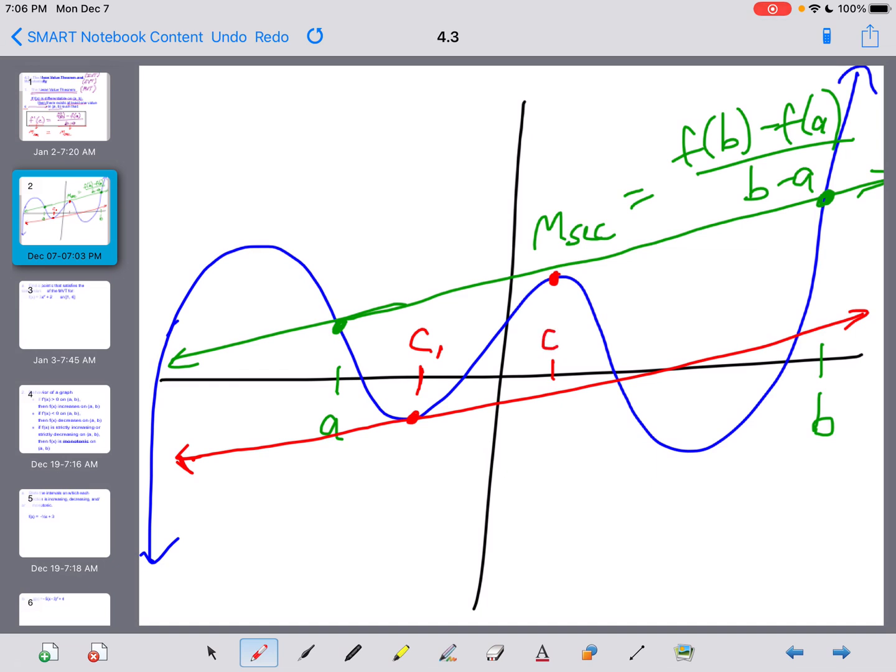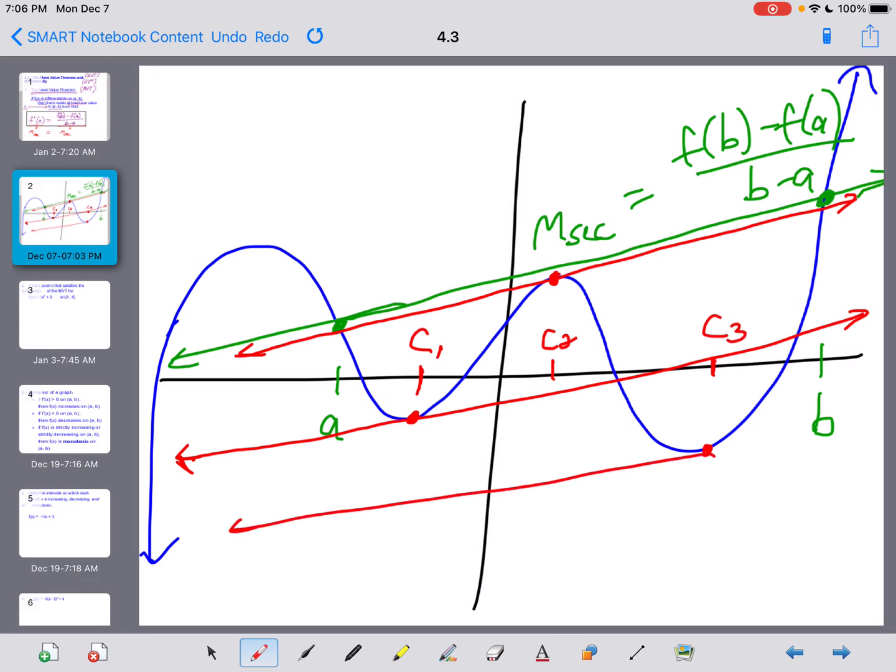If I called that C2, maybe there's another tangent right there that also looks like it's parallel to that green secant. And as luck would have it, I think there's maybe a third one right here at a value that I'll call C3. Please no C3PO jokes, everybody. That would just be too easy.